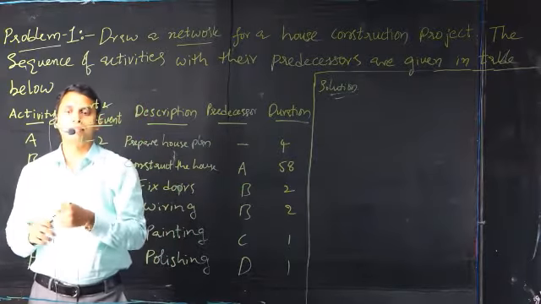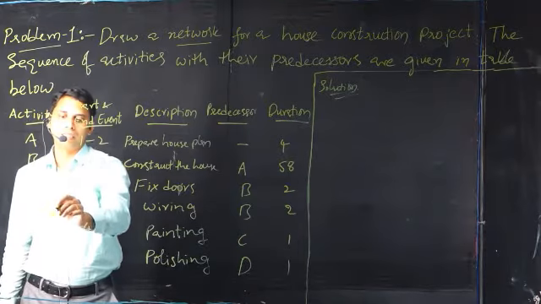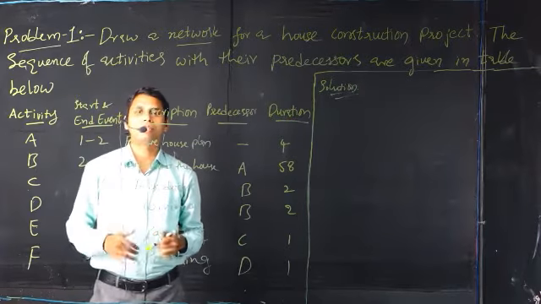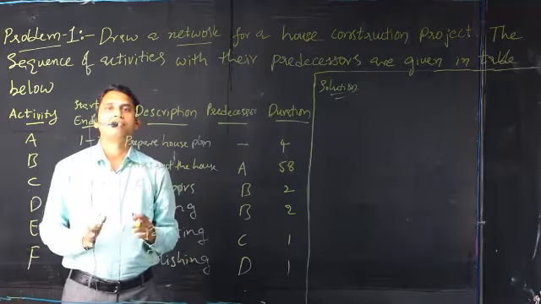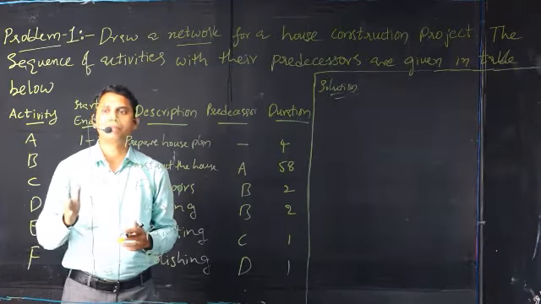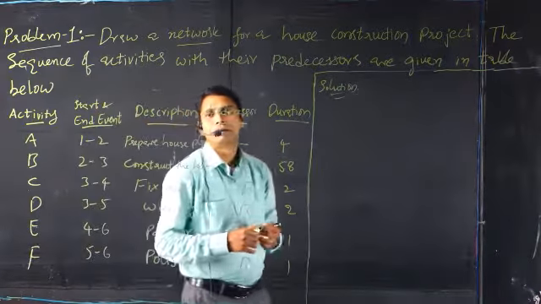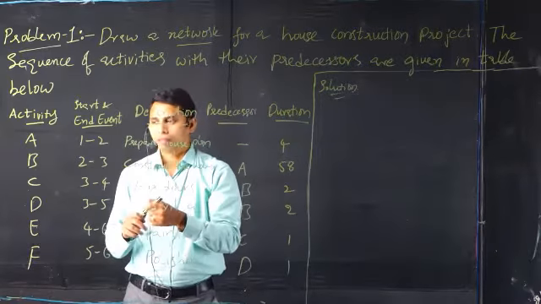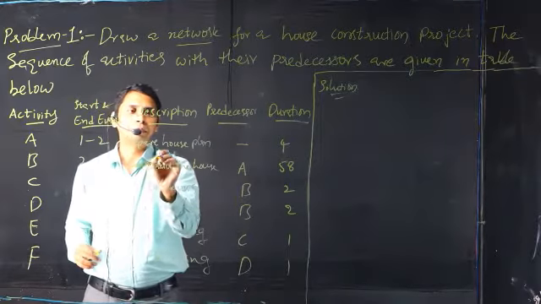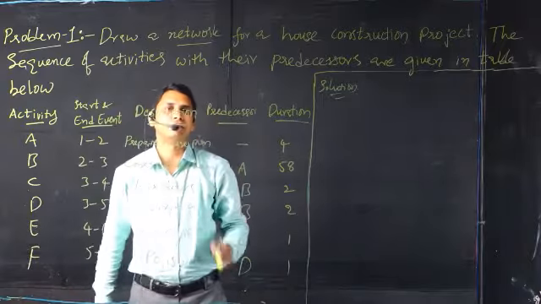Now this is an activity: activity A, B, C, D, E, and F are the different activities. In an activity, there are different events. When two events are joined together, then one particular activity is completed. For example, in this problem, activity A is given. Activity A means the preparation of the house plan. So preparing a housing plan is an activity.